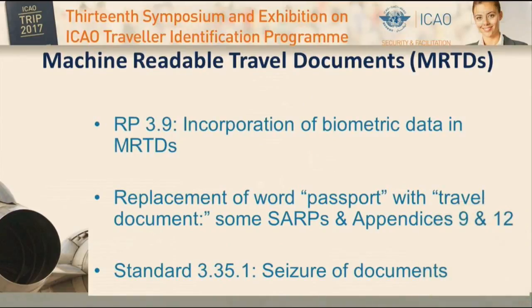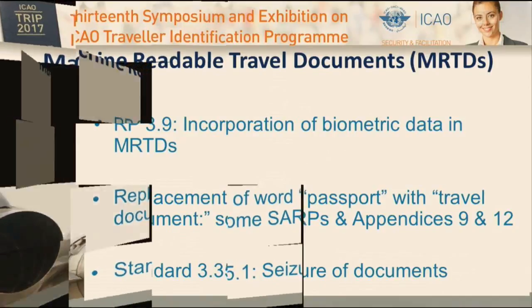In the element of machine-readable travel documents, there is now a new recommended practice, 3.9, which is the incorporation of biometric data in MRTDs. There is also the replacement of the word passport with travel document in some SARPs. And finally, there is a new standard, the standard 3.35.1, which is related to the seizure of false documents.